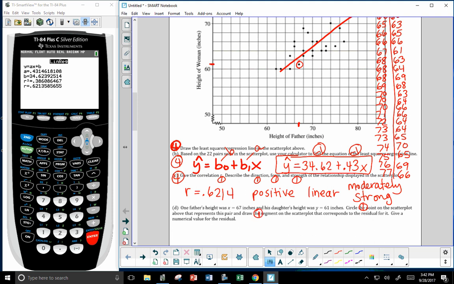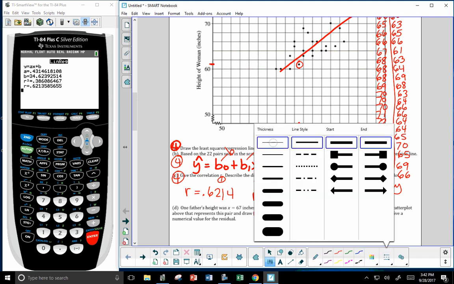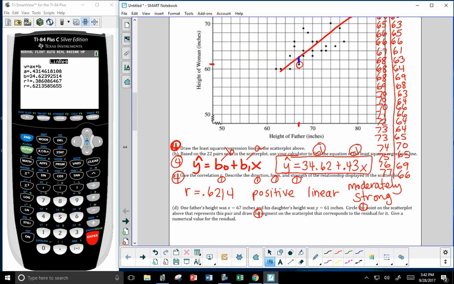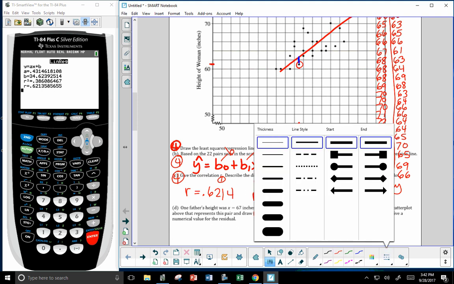And so remember that our equation is Y hat equals 34.62 plus 0.43x, but instead of x, we're going to plug in 67. So this is going to allow us to find the predicted height of a daughter based on a father who is 67 inches tall. So back to the home screen, I'm just going to go 34.62 plus 0.43 times 67. And so she is predicted to be 63.43. Okay, this came out to 63.43.